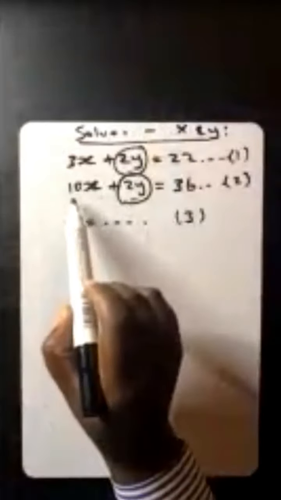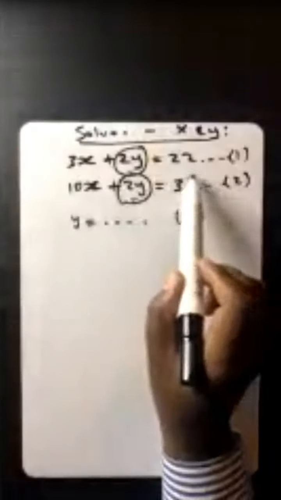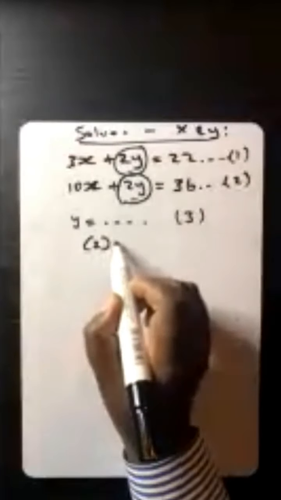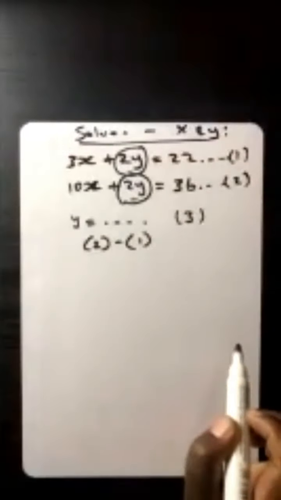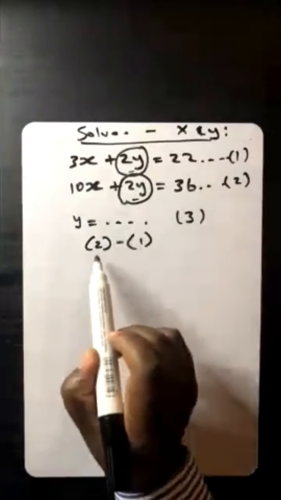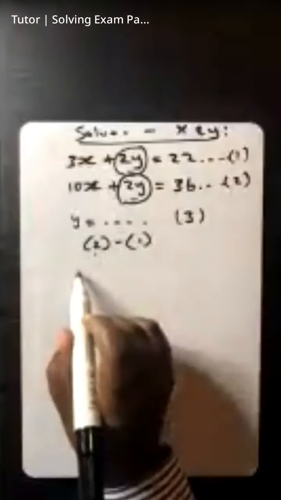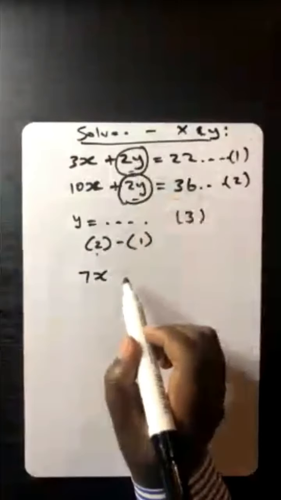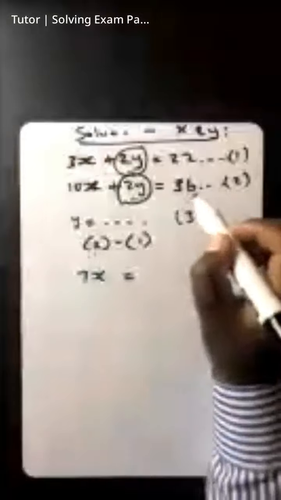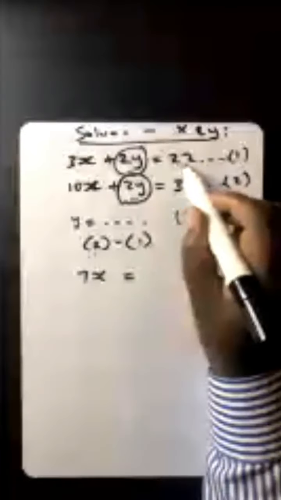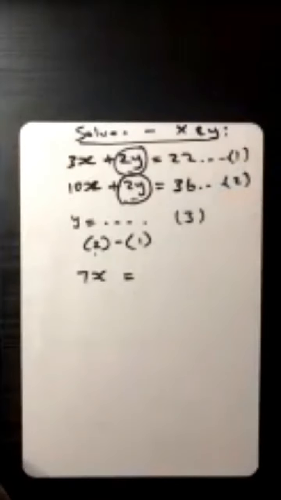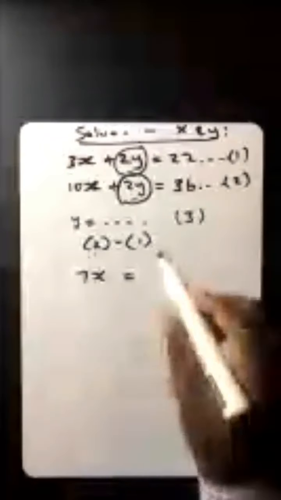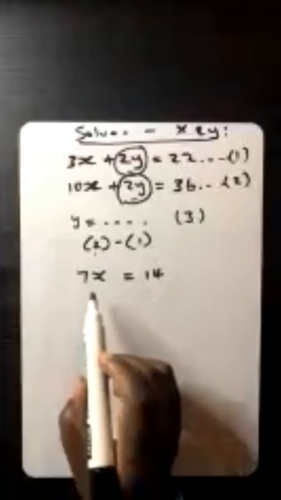By looking at these 2 equations, you can see this one has bigger values as compared to that one. So you can say equation 2 minus equation 1. Equation 2's first term is 10, then you say 10 minus 3, which equals 7x. Then 2 minus 2 equals 0, which is not necessary to write. Then you say 36 minus 22, which is 14. Then you solve for x.